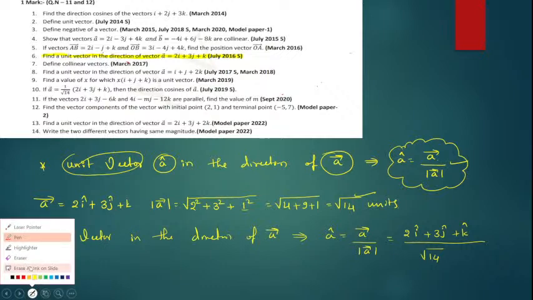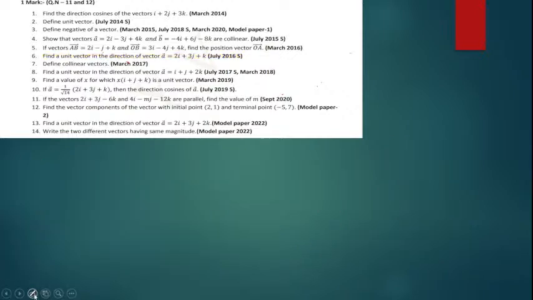We will move towards another question, the 7th one. Define collinear vector, which was asked in 2017. So the 7th question, for 1 mark, define collinear vector. Almost all 1 mark questions will ask definitions, around 1 or 2. So you need to go through the definitions of all the types of vectors. Definitely you will get 1 mark from there.